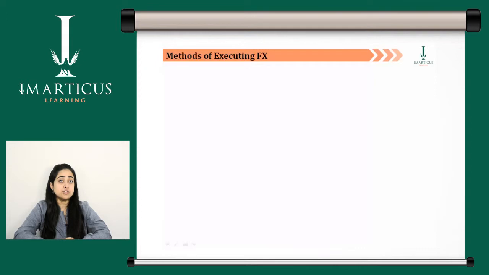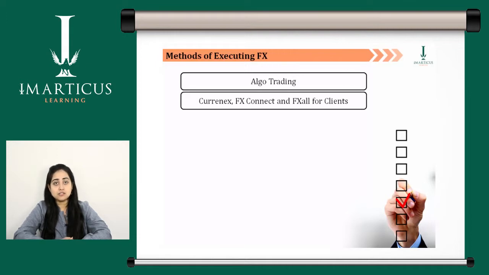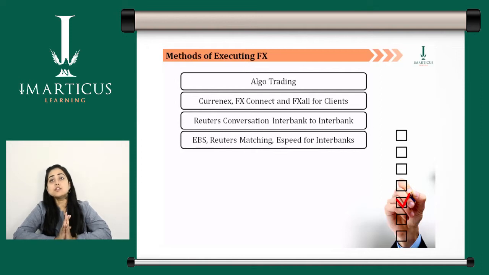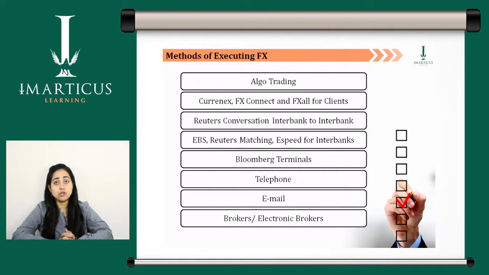There are a few methods of executing foreign exchange in the market. First, we have algo trading. Here, systems are fed with algorithmic trading logic, directing a computer to buy or sell depending on market conditions. Next are CurrenneX, FX Connect and FXall. These are platforms used to trade FX and are used by the client side of the financial world. Next, you have platforms such as Autobahn, EBS and SPEED. These are used by brokers or dealers or investment banks to trade FX. Other methods include Bloomberg terminals, telephones, emails, and broker platforms provided by ICAP, Tullett, etc.